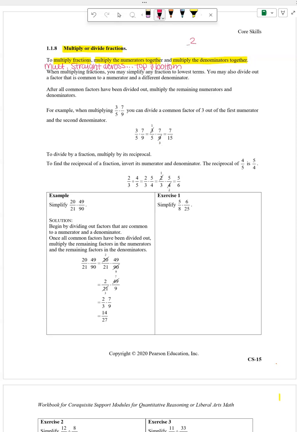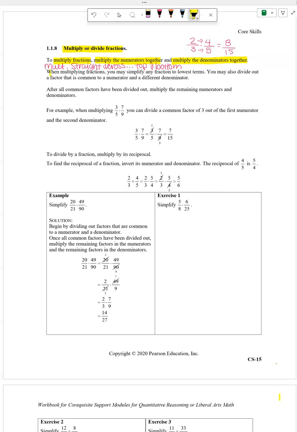So say we have 2/3, right? And we multiply that by, I don't know, 4/5. So if we go straight across on the top, we're going to say 2 times 4, that's going to give us 8. Straight across on the bottom, 3 times 5, 15. So that would be just multiply straight across, right?